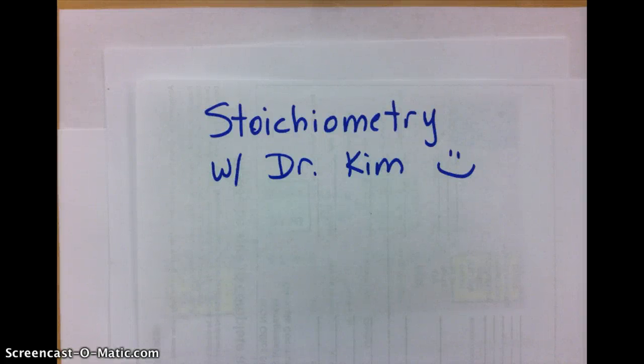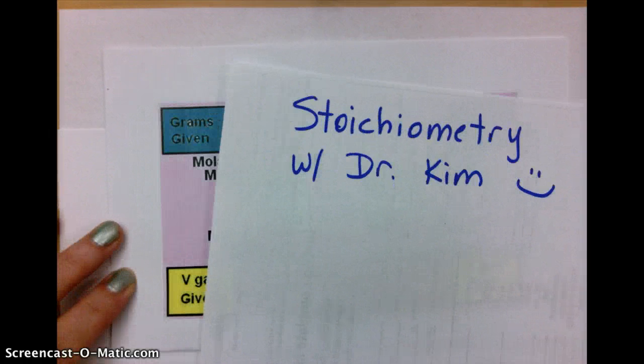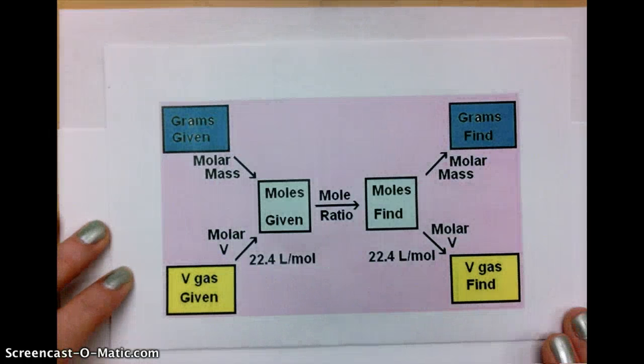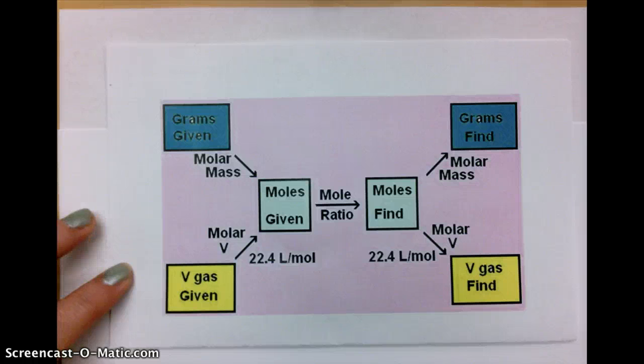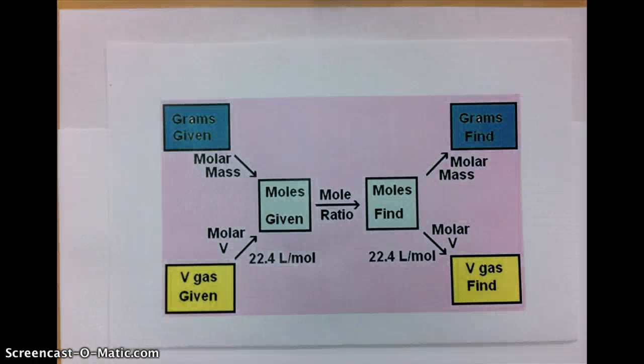Hello, we're going to work a stoichiometry problem today. First thing I'm going to show you is a little cheat chart to help us with stoichiometry problems. Typically with stoichiometry problems we have a balanced reaction and we are asked to calculate something regarding the balanced reaction. We're usually given some information about one of the chemicals in the reaction and we're asked to find out something about one of the other chemicals in the reaction.